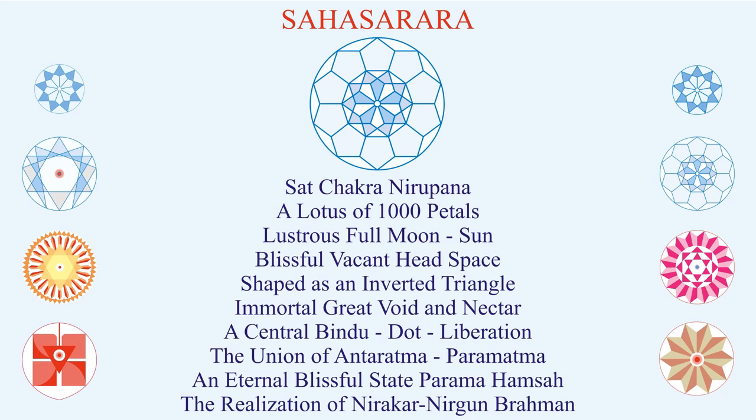Sahasrara Chakra is the 10th. The number of petals is the same as in Satchakra Nirupana, and it is associated with the full moon and sun, and that is the information I have given. But the association of Sahasrara Chakra is with the Kuiper belt, which is another belt like the asteroid belt beyond the major planets of the solar system. So that way the distance and the number of petals also make quite a lot of sense.